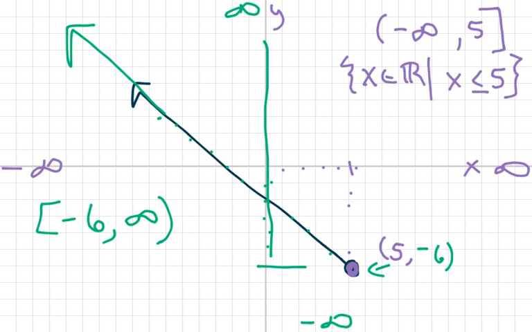For set notation, that would be y belongs to reals, all reals, such that y is greater than or equal to negative 6. So any values here, if you did ordered pairs on this line, all the numbers would be greater than or equal to negative 6. So negative 5, negative 4, and so forth.